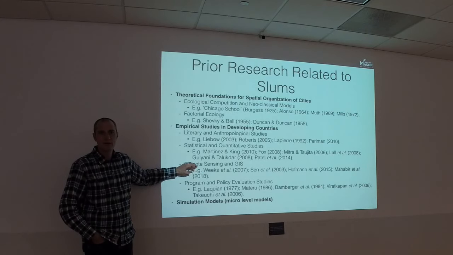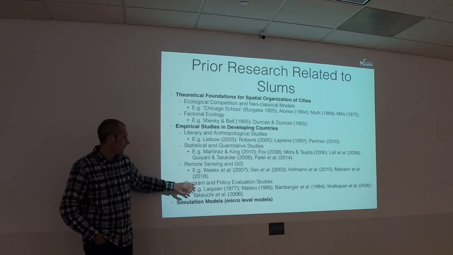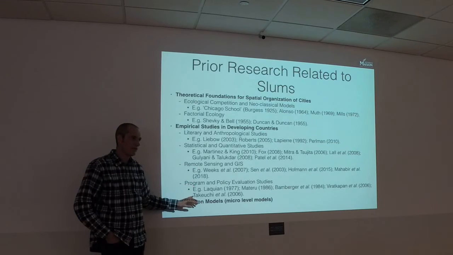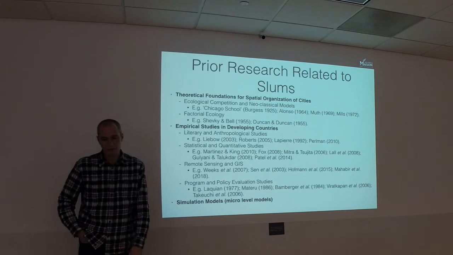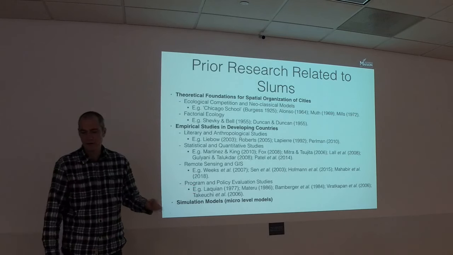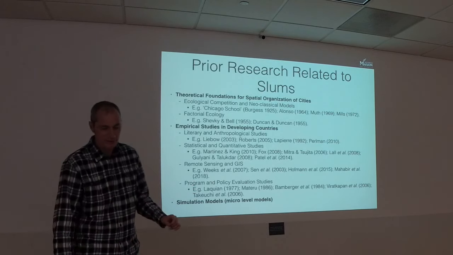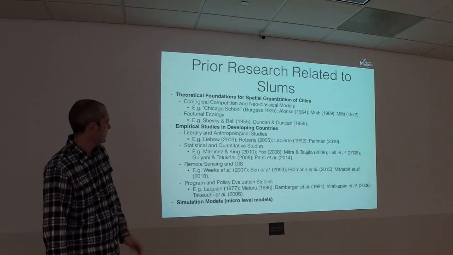We have more and more data, more and more sensing technologies these days. So how can we leverage that? And how can we look at slums from a micro level perspective, such as through agent-based modeling? Those are the things I want to talk about. If you want to know more, there's a great literature review paper on the social and physical constructs of slums by Mahabir et al., which I really recommend.